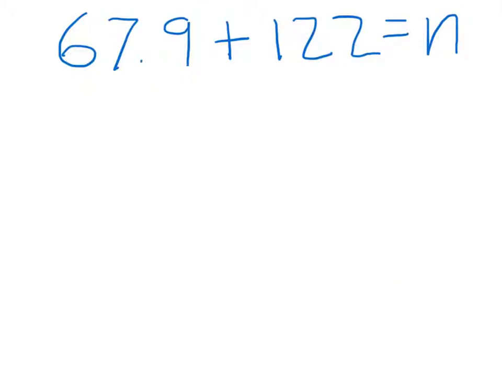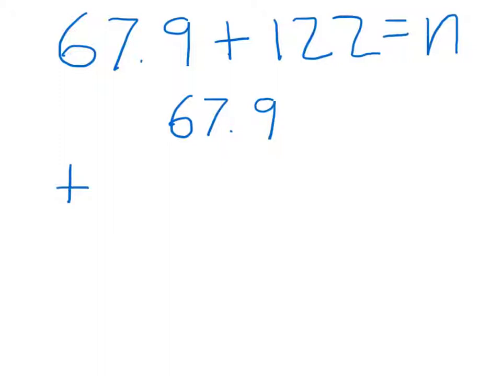So now let's try one more practice problem. I want you to pause the video and try this problem, knowing what you know and knowing why you have to line up the decimal points, and then compare it to my answer. Okay, so you've done the problem. Now I'm going to do it. 67 and 9/10 plus 122.